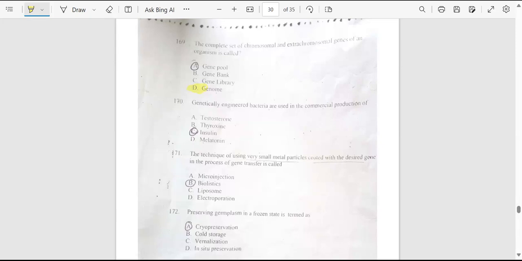So number 170, genetically engineered bacteria used in the commercial production of insulin. I think I'd go for insulin because we usually use E. coli and S. cerevisiae to produce insulin. So I'd go with the answer C.